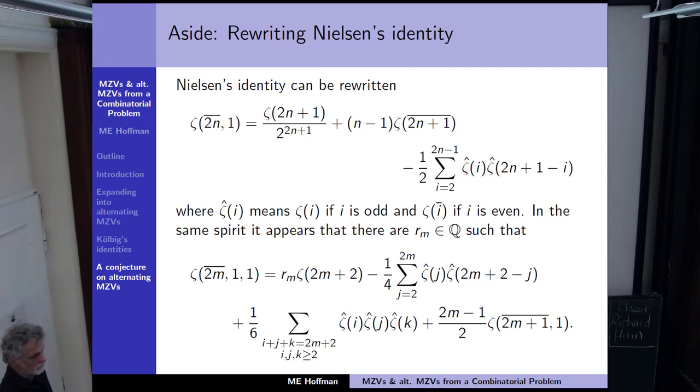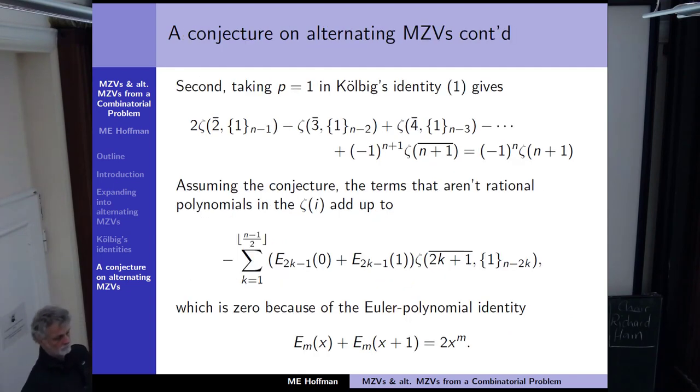So what it does is, if you have some explicit linear combination of alternating sums and you want to check it's a multiple zeta value, you do some combinatorial thing to it, and it can typically prove that it is a polynomial in single zetas. But it won't give you all the coefficients.